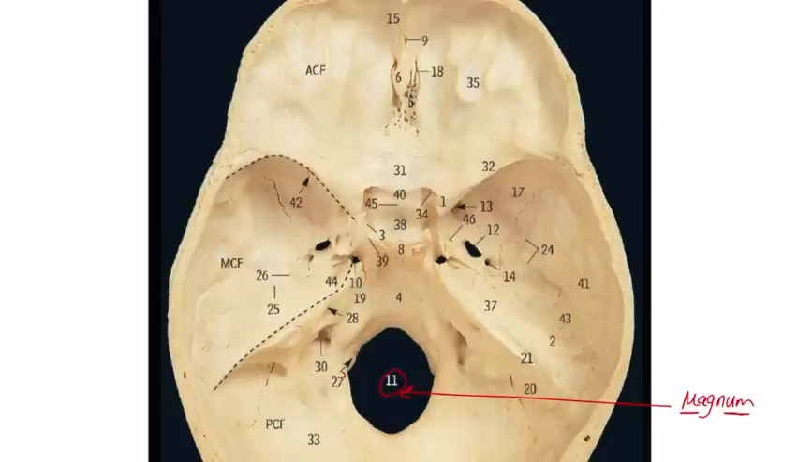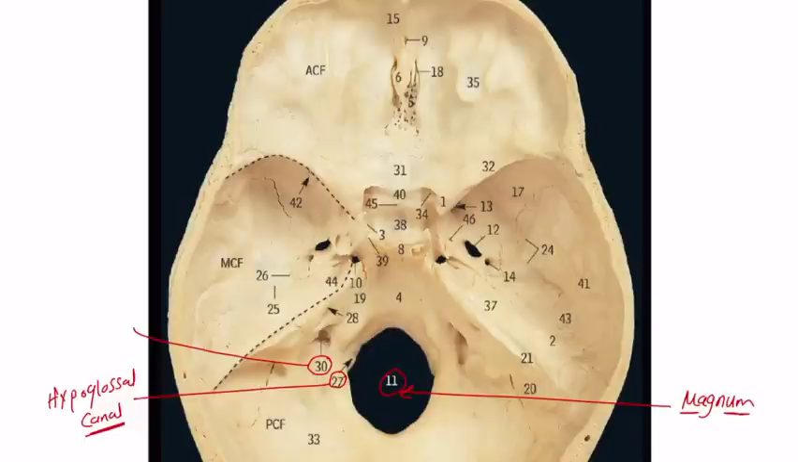27, remember that is a small canal, which opens on the outer side. So 27 will be the hypoglossal canal, and the hypoglossal canal contains the hypoglossal nerve, okay? All right, so number 30, if you remember, just lateral to the canal, but from the other side, that will be the jugular foramen, okay? Jugular foramen.